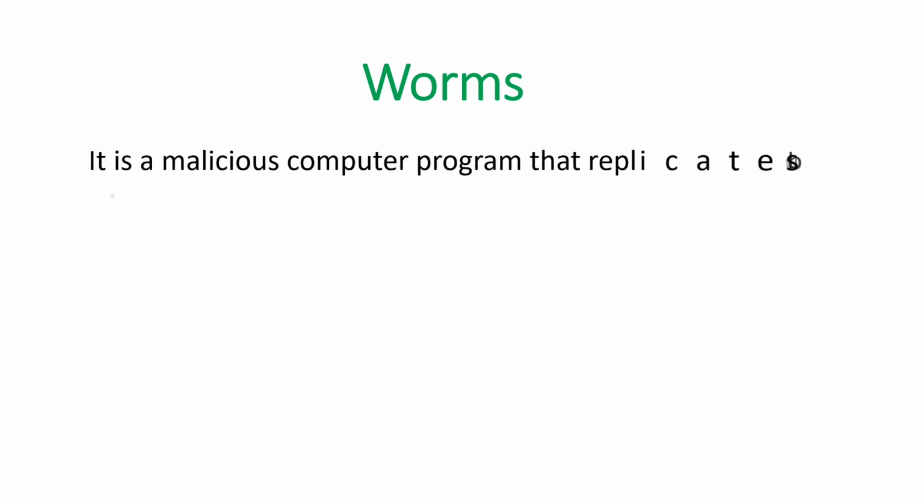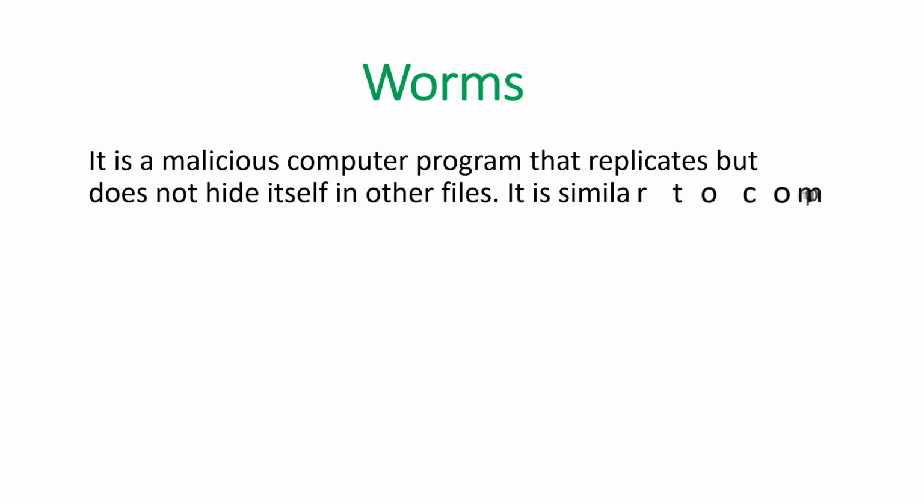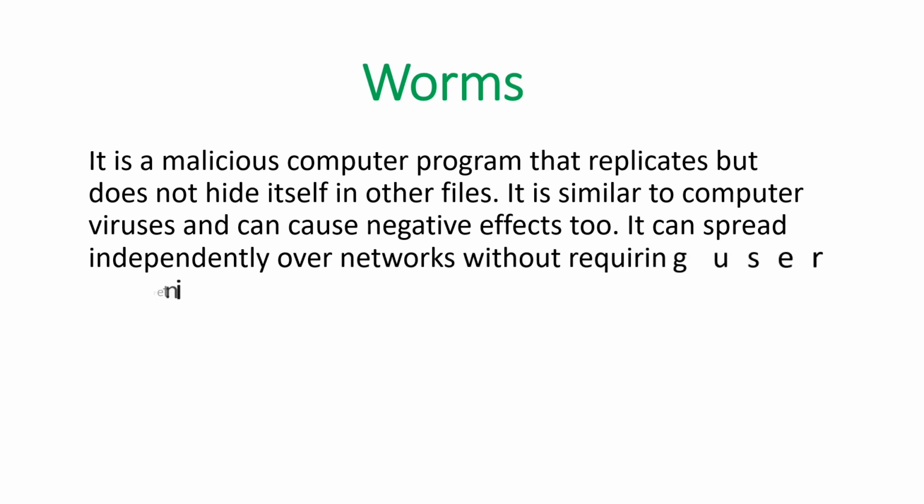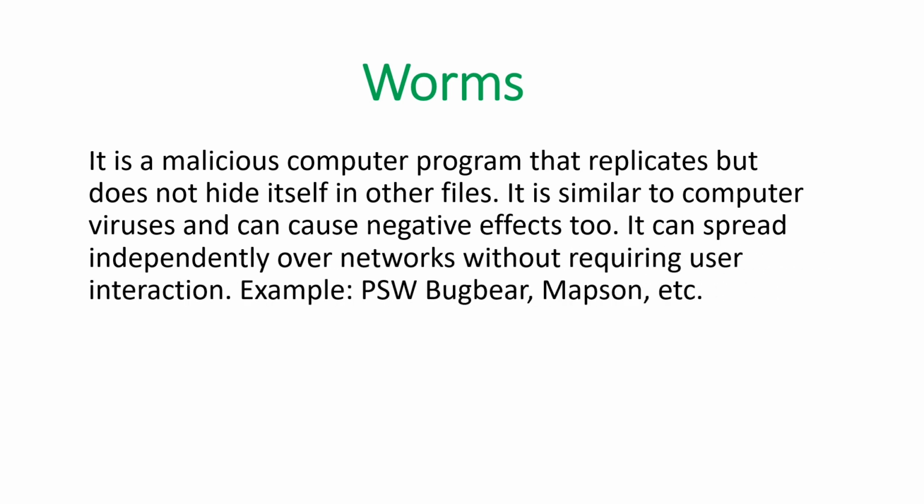And the next one is computer worm. It is a malicious computer program that replicates but does not hide itself in other files. Just like computer virus, it has the feature of multiplying its source code, however, it does not hide itself in other files. It is similar to computer viruses and it can cause negative effects too. It can also independently transfer from one computer to another in the network without user interaction. The examples of computer worm are PSW, Bugbear, Mapson, and so on.